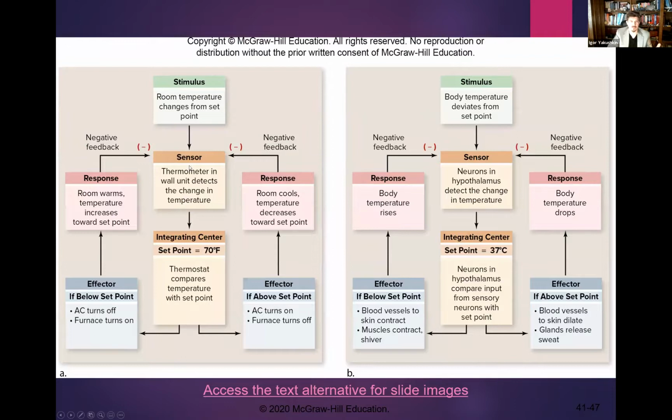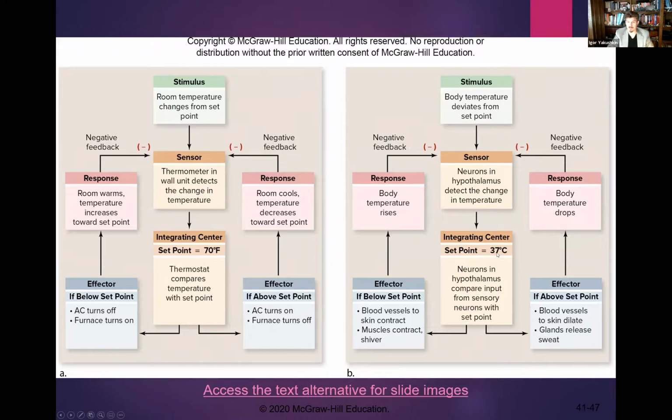So here we have a stimulus. In this particular case, sensors detect the changes in the temperature. Integrated set point, 70 degrees Fahrenheit. So this is basically how a thermostat works. The thermostat compares to the set point, and then it will either turn the AC or turn the furnace on. So also a negative feedback, exactly the same kind of idea we have in our body.